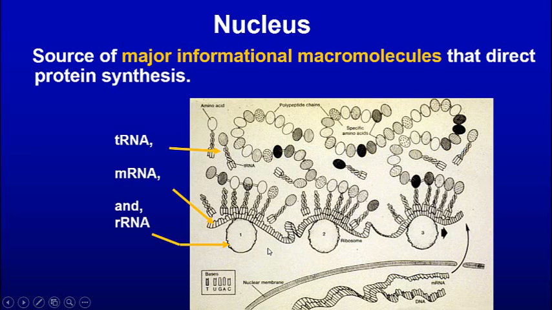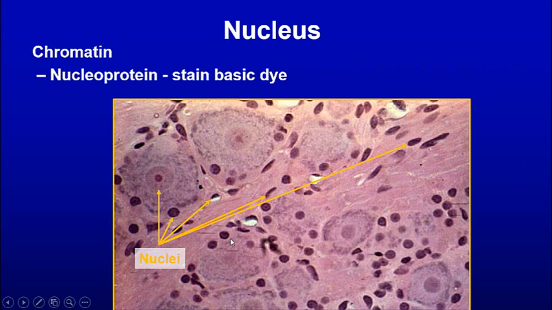But these are informational molecules. They bring the code from inside the nucleus to the outside, to the cytoplasm, and they actually make the protein with the ribosomes. If we look at nuclear protein, it basically stains bluish with hematoxylin. So we can see most is a euchromatic nucleus, but you can see heterochromatin in there as well. This cell here has more heterochromatin and less euchromatin.